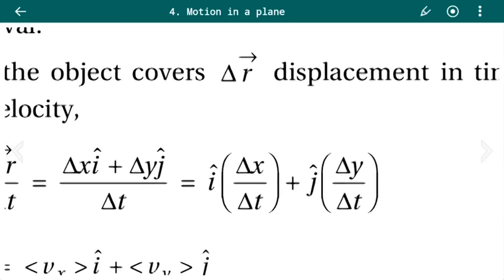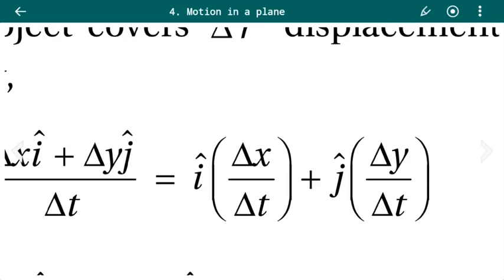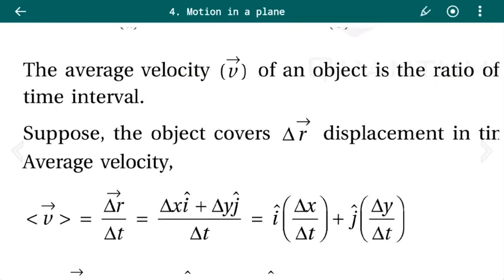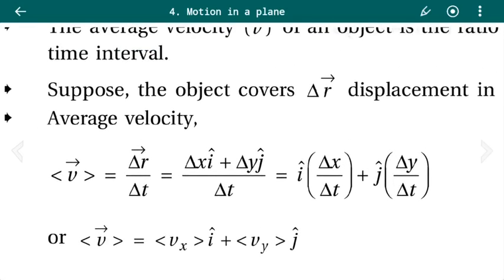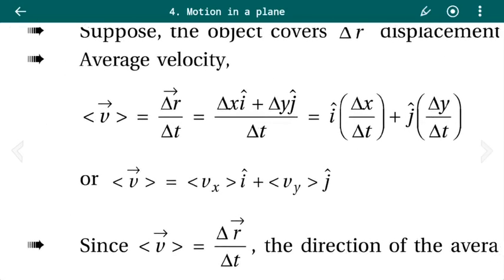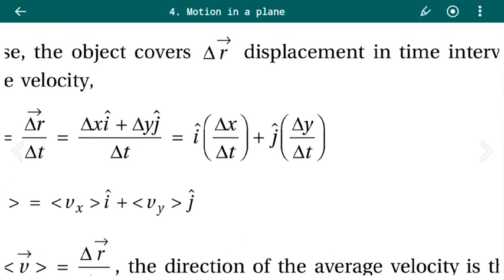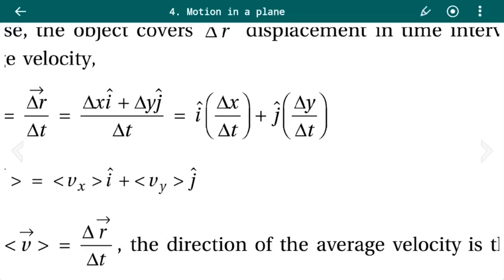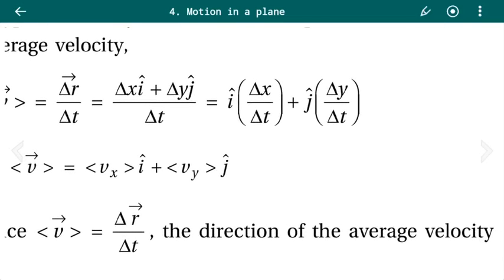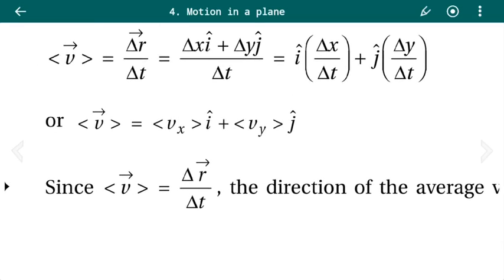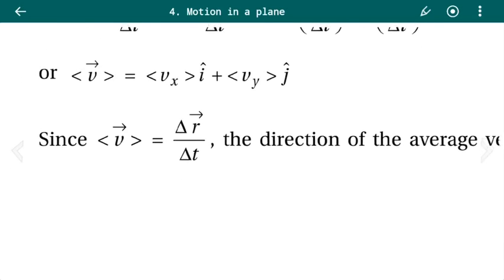Taking i cap and j cap outside, we get delta x by delta t i cap plus delta y by delta t j cap. Delta x by delta t is nothing but displacement upon time interval along the x axis, so it can be considered as the x component of the velocity, denoted by Vx. And delta y by delta t is the displacement of the object along the y axis, so it is the y component of the velocity, denoted by Vy. So this equation can be rewritten as Vx i cap plus Vy j cap.